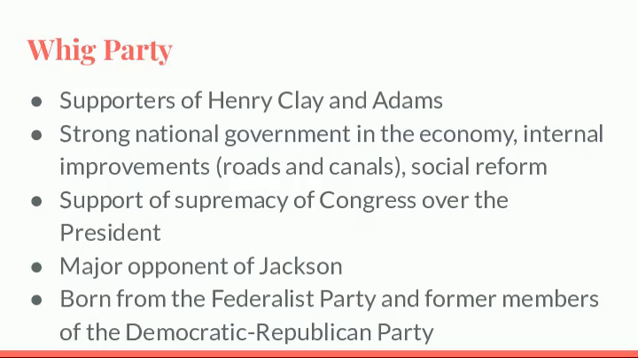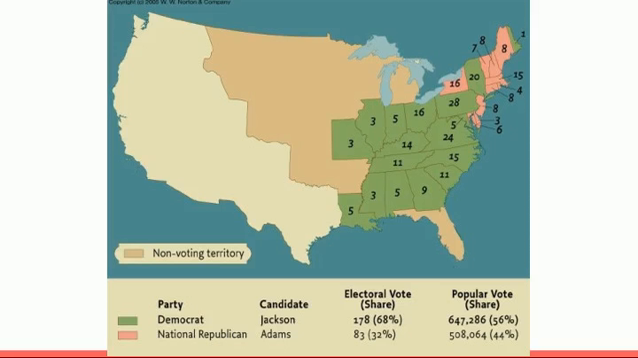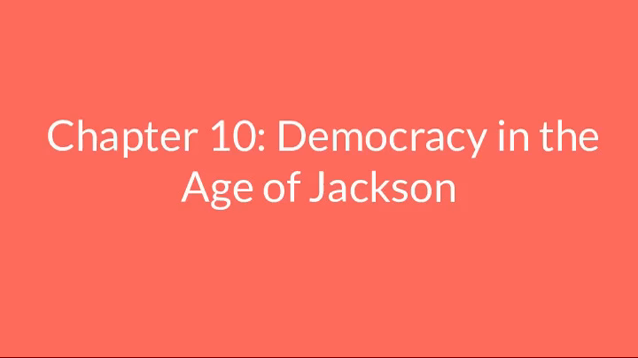That's their goal. They supported the supremacy of Congress over the president, so basically allowing a larger federal government. They hated Jackson, and trust me, Jackson hated them too. And then they were born from the Federalist Party, so they're mostly going to be Federalists and former members of the Democratic Republicans. They're basically a brand new Federalist Party. Now, in the end, Andrew Jackson wins by a landslide. John Quincy Adams does not win the presidency, nor does Henry Clay, which brings us to Andrew Jackson as a president.